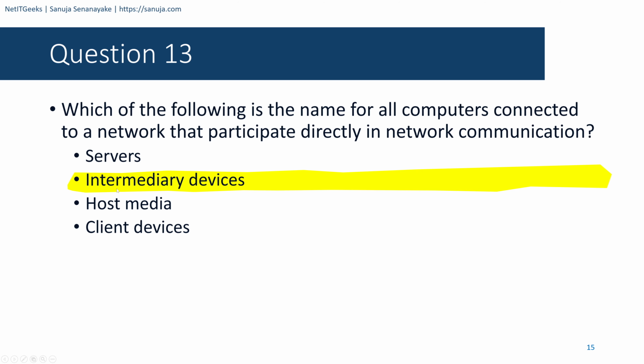And the reason for that is intermediary devices are such as switches and routers, and those participate directly in network communication, as opposed to servers and client devices, which are end devices that don't directly participate in communications of the entire local area network. So that's the answer to question number 13, and a trick to answer that question if you end up with a similar question like this and you don't know the answer: just eliminate answers when you're picking the one that is the odd one out.